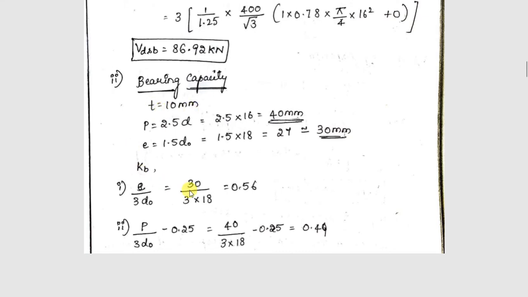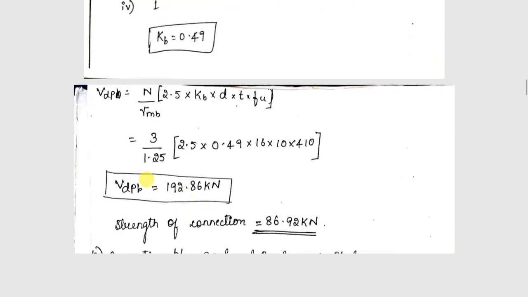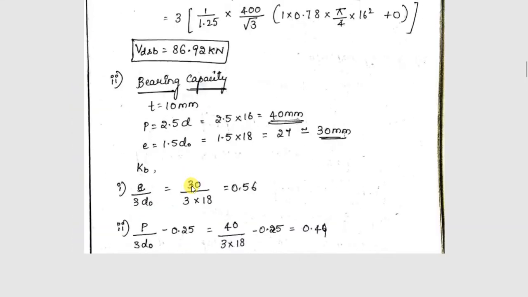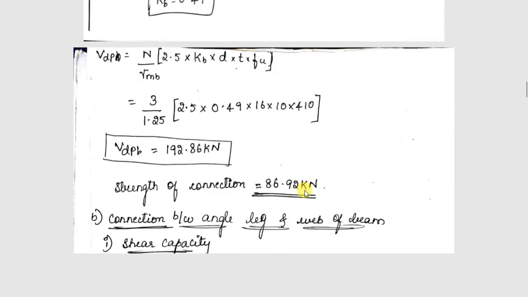We'll be calculating KB and the bearing capacity will be 192.86. So now the strength of this connection is the least of shear and bearing capacity. When you compare shear and bearing capacity, shear is less. The strength of this particular connection is 86.92 kilonewton. That means in this particular connection between the angle leg and the flange of column, the maximum load that can be transferred is 86.92 kilonewton.